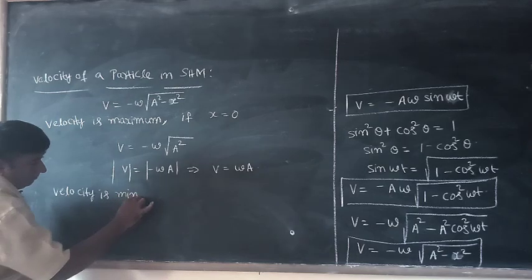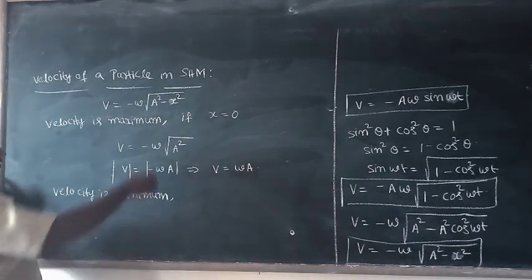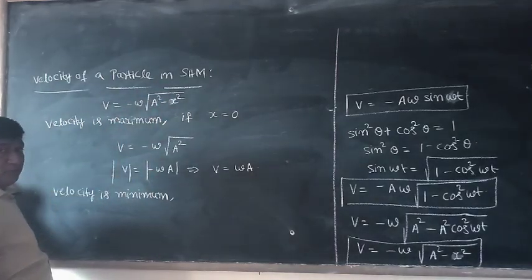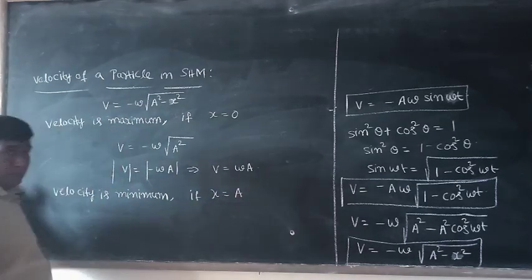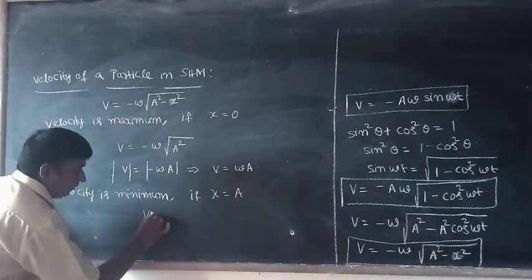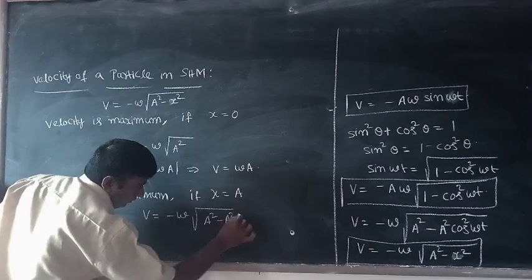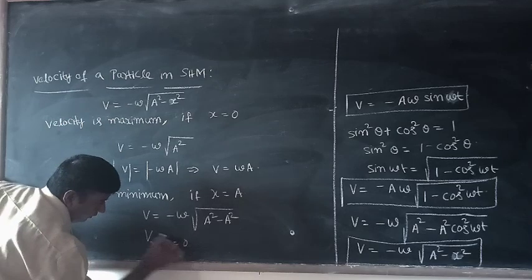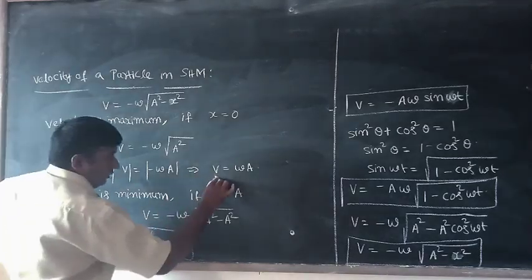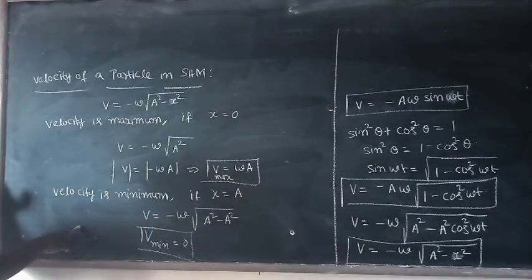Velocity is minimum whenever the displacement of the particle is x equal to capital A, the maximum displacement, which is nothing but the amplitude. With this, velocity v is equal to minus omega root of a square minus a square. A square minus a square is nothing but 0. So v minimum is equal to 0, and v maximum is equal to omega a.